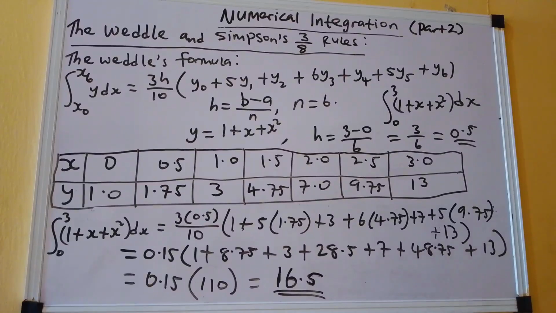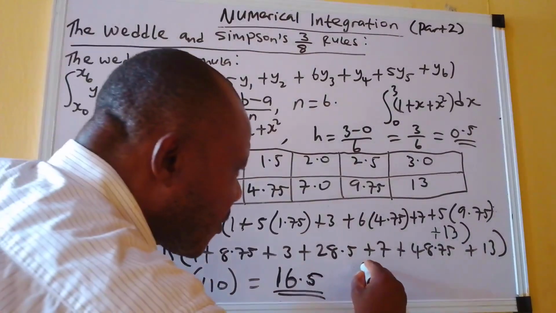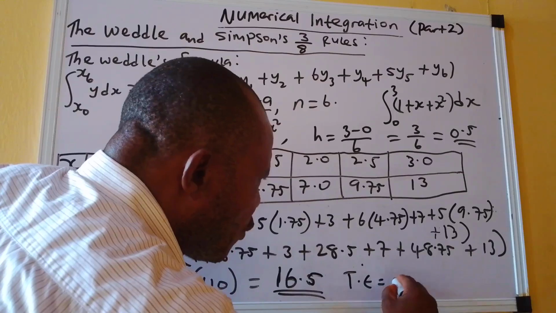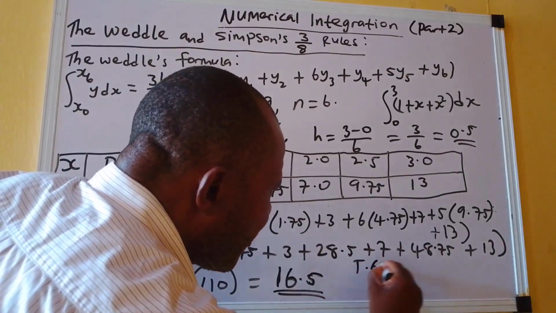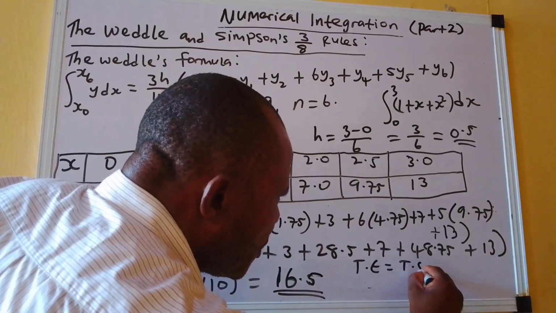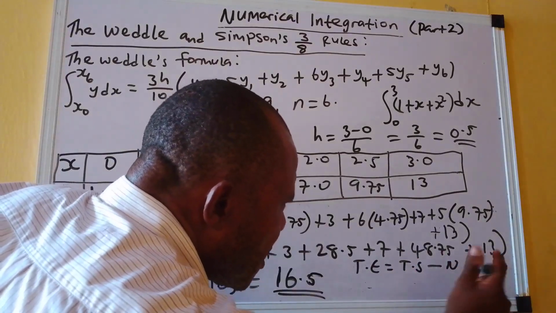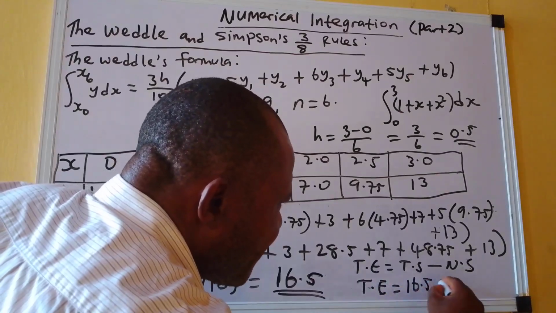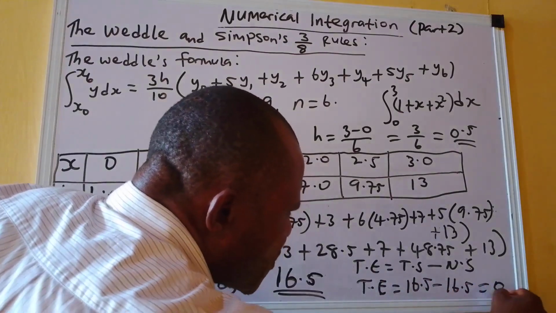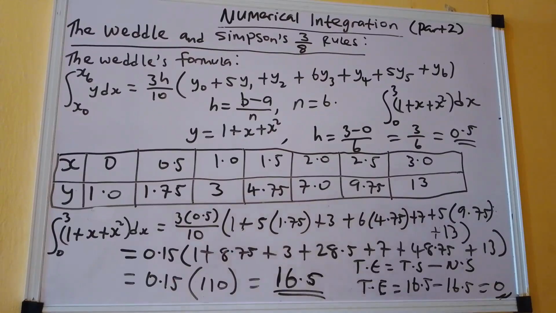You can see how easy Weddle's formula is. So this simply means that from here now you want to get your truncation error. Your T error is equal to true solution minus numerical solution. So our truncation error will now be equal to 16.5 minus 16.5, which is 0. So for Weddle's formula the truncation error is 0. It means that particular method is error free. You can see Weddle's formula is error free for this particular problem.